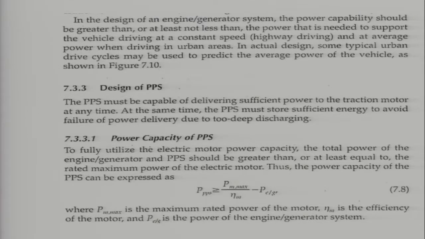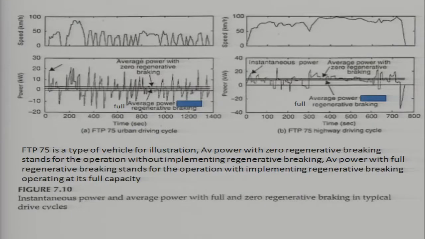Then in the actual design of an engine or generator system, the power capability should be greater than, or at least not less than, the power that is needed to support the vehicle during driving at a constant speed and at average power when driving in urban areas. So in actual design, some typical urban drive cycle may be used to predict the average power of the vehicle as shown in figure 7.10. Here, in 7.10, you see instantaneous power and average power with full and zero regenerative braking in typical drive cycles.